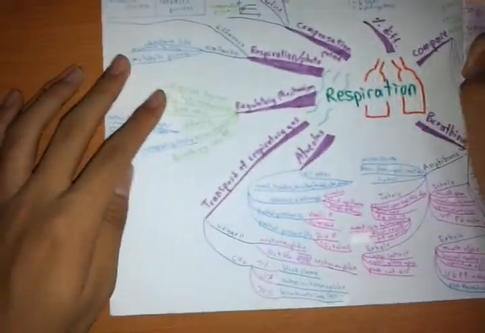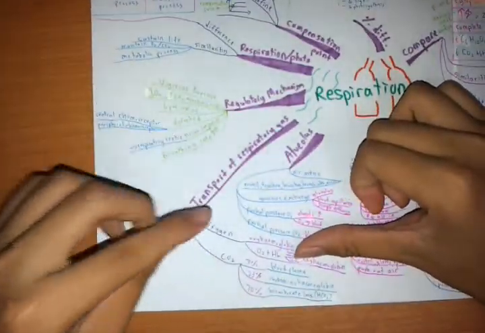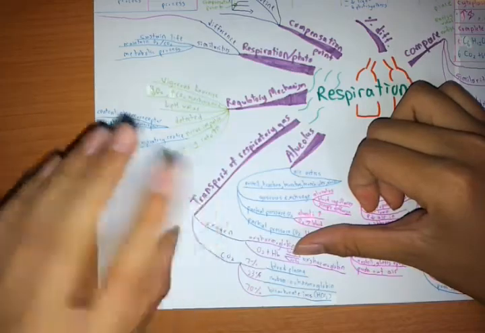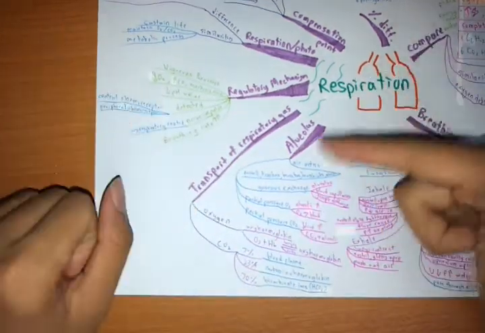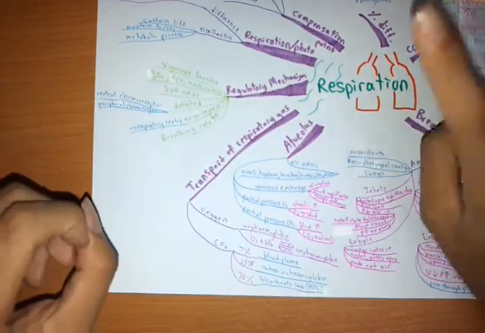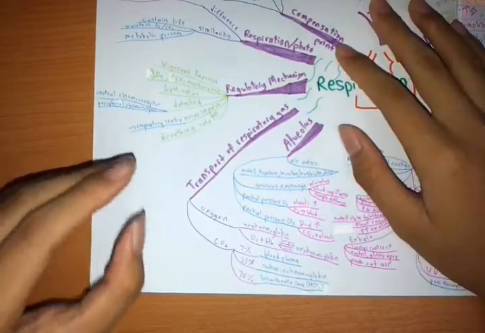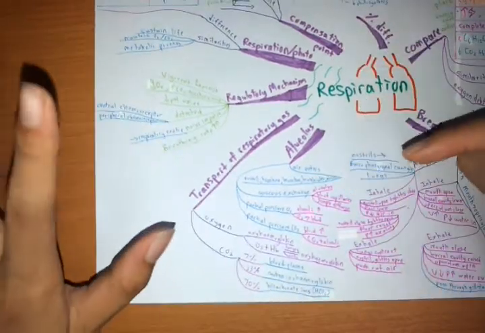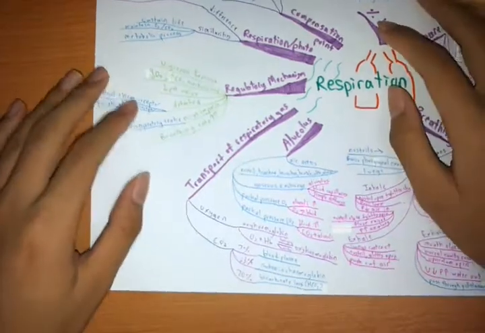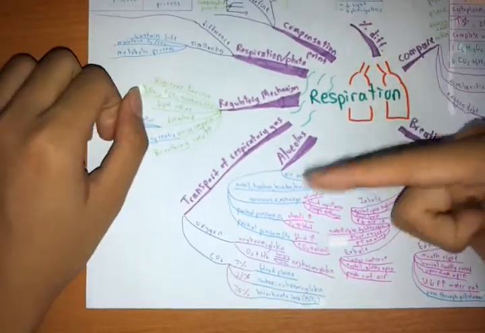And then for carbon dioxide, how do you transport it? This one you have to remember because it comes out in SPM frequently. 7% is in your blood plasma, 23% is in carbaminohemoglobin, and 70% is in the bicarbonate ions. Let me repeat that. 7% is in your blood plasma.